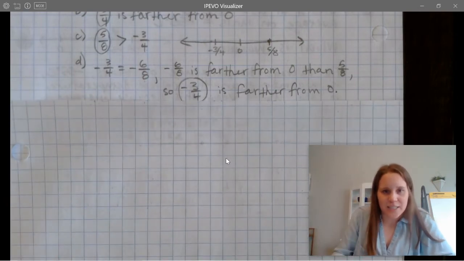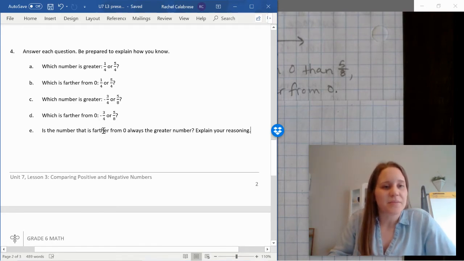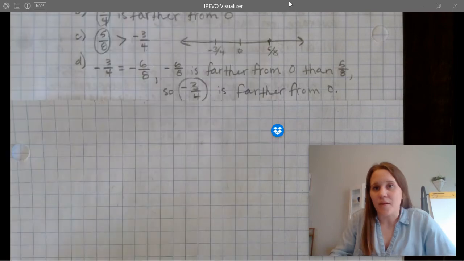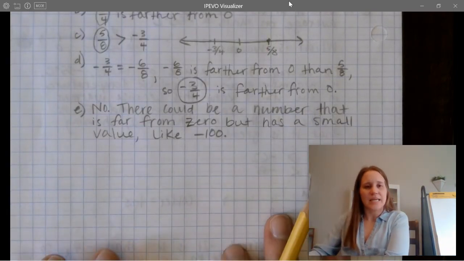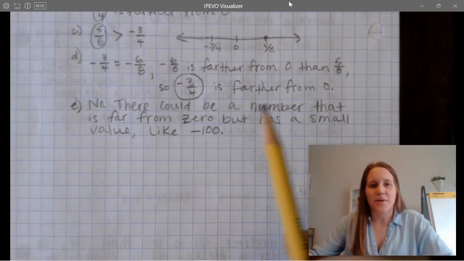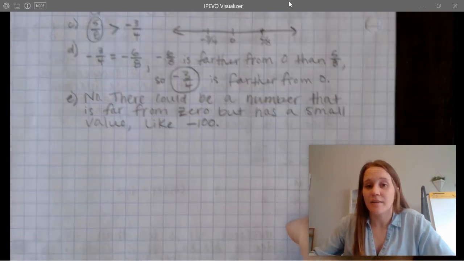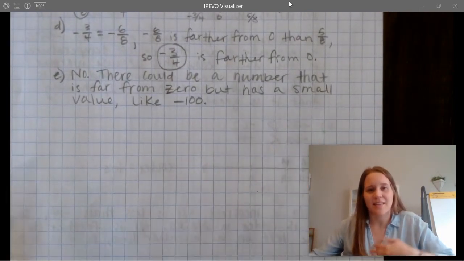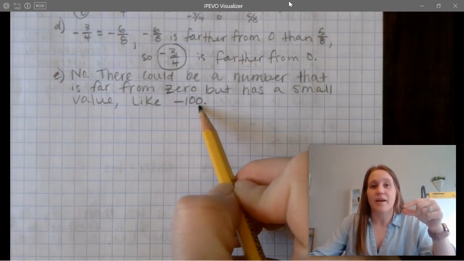All right, and then this last one, I want to read it again, make sure I've got it. Is the number that is farther from 0 always the greater number? I'm not sure if I'm done with my explanation, we'll have to read it. E, I said no, there could be a number that is far from 0 but has a small value like negative 100. What I want to say is that there are numbers that are closer to 0 than this that have a greater value.